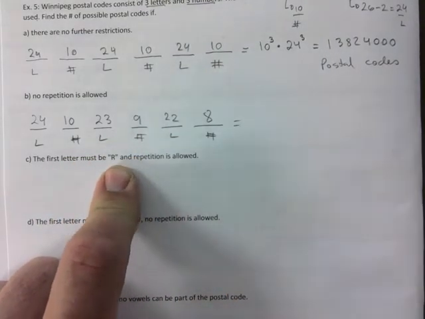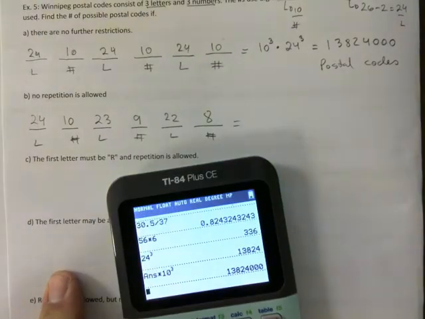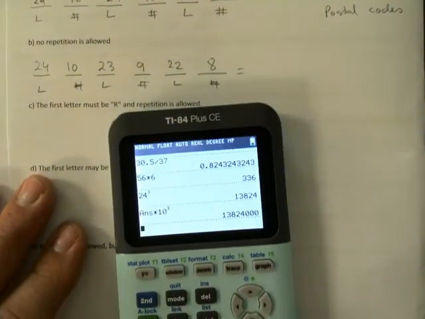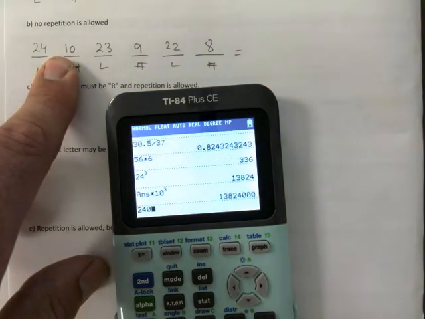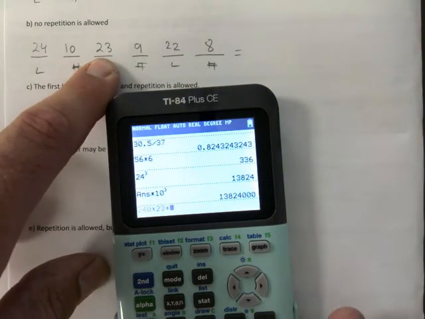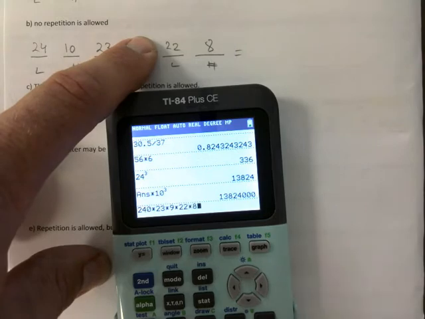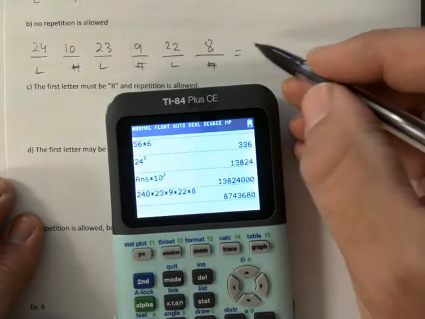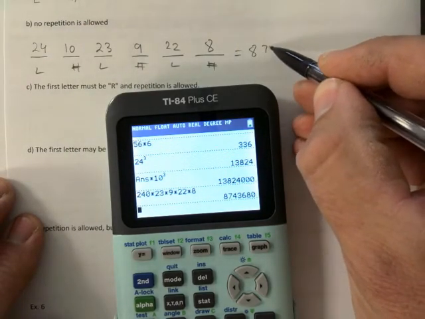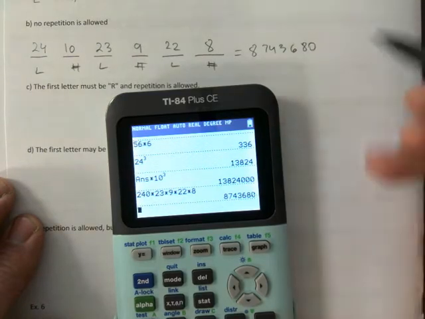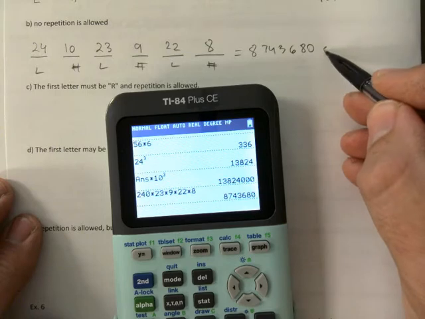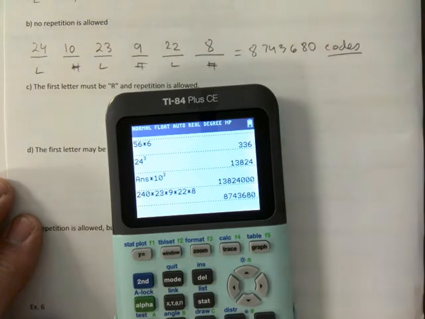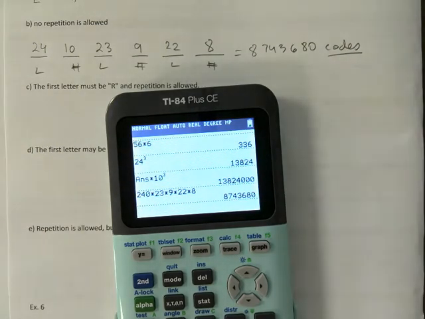So you type that in. You've got 24 times 10 times 23 times 9 times 22 times 8. That is 8,743,680 codes, or possibilities, or options.